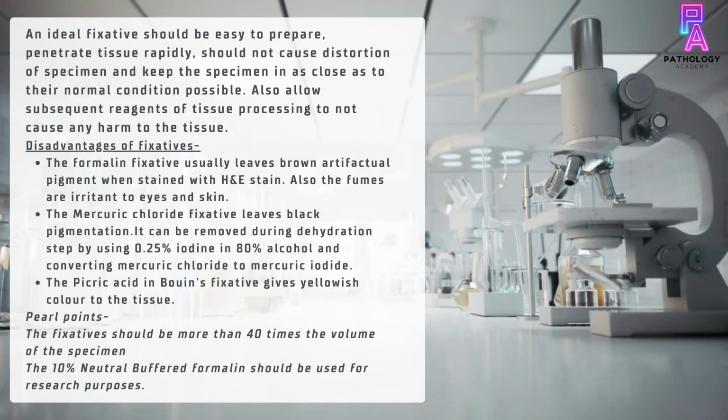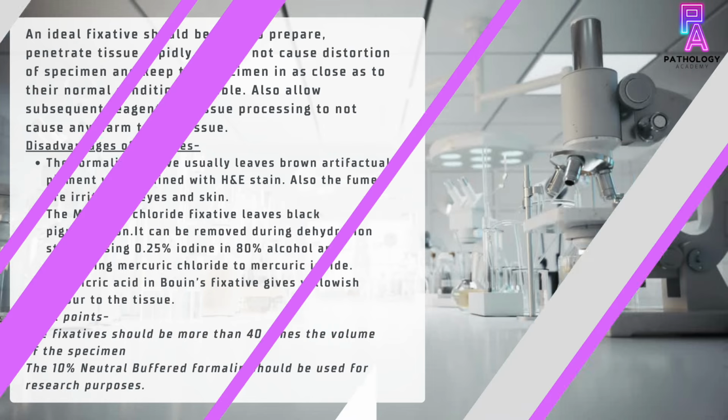The mercuric chloride fixatives also leave blackish pigmentation, which can be removed during the dehydration step by using 0.25% iodine in 80% alcohol, converting mercuric chloride to mercuric iodide. The picric acid in Bouin's fixative gives yellowish coloration to the tissue. Some pearl points. The fixative should be more than 40 times the volume of the specimen, and 10% neutral buffered formalin should be used for research purposes, or it's the fixative of choice.